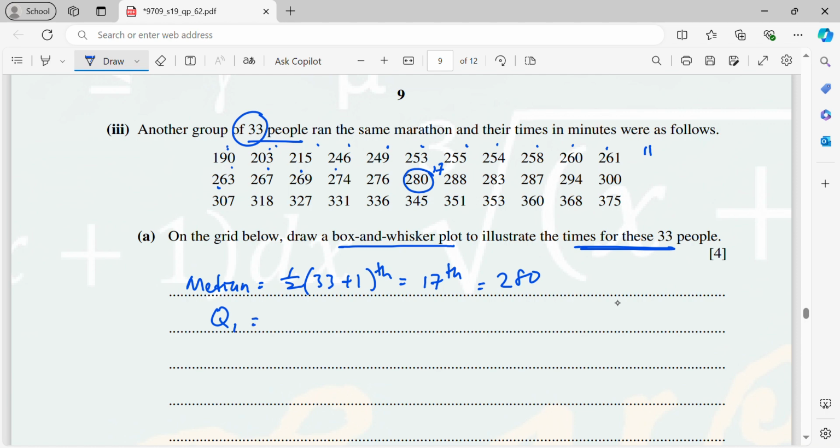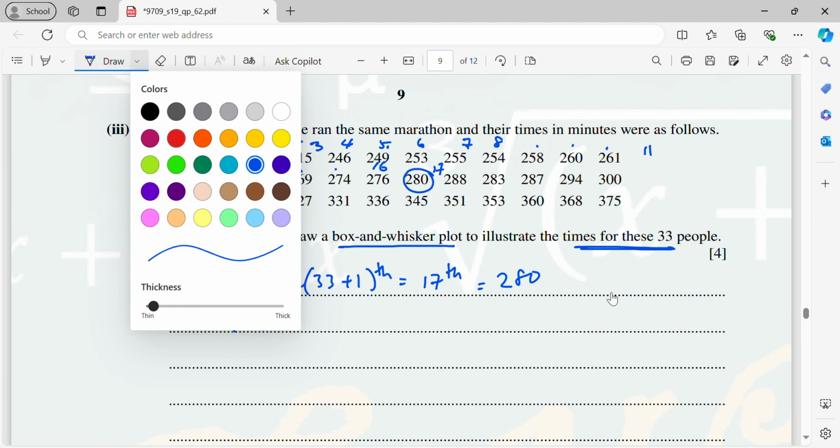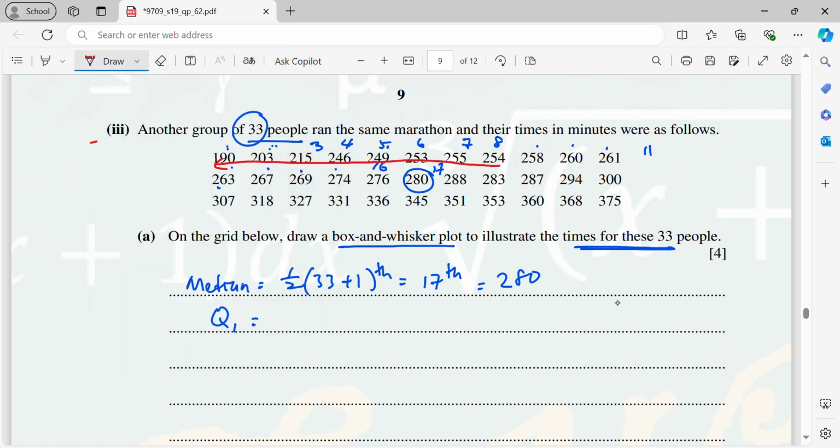Okay, so now I need to get the Q1. Q1 is basically half of the previous. So basically, previous, you can say 1 over 4 of the total, or sometimes we can just say half of the previous. So previous here, basically, you have 16. This is data number 16. Alright, so when you divide 16 into 2, that will be 8. So 1, 2, 3, 4, 5, 6, 7, 8. So means that it will be 8 on the left, and 8 on the right. This will be the median. So your Q1 is here. Therefore, you can just write Q1 is half of 254 plus 258. Okay, that means you are getting 256.